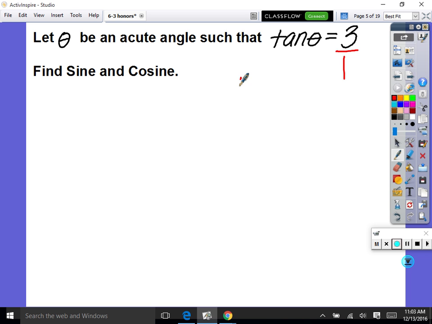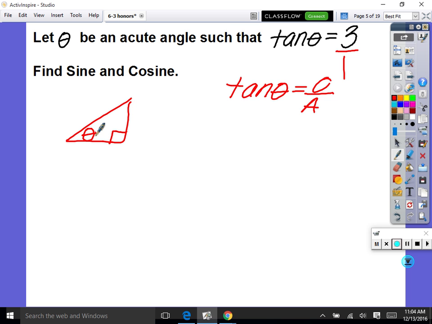So we would say to ourselves, well, what is tangent? Tangent is opposite over adjacent. So I'm going to draw a right triangle, put a theta. Opposite is 3 and adjacent is 1, correct? So now it says find sine and cosine, so let's do that.